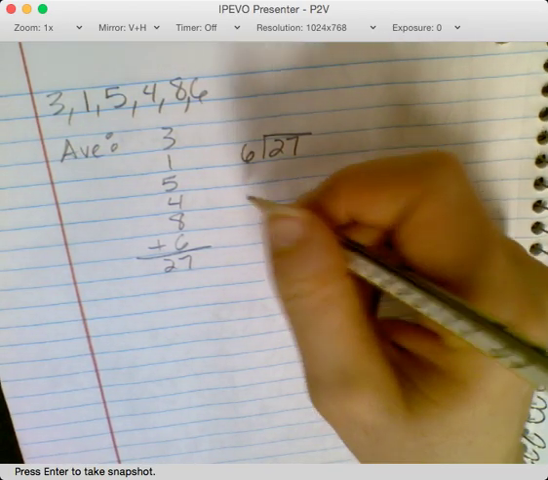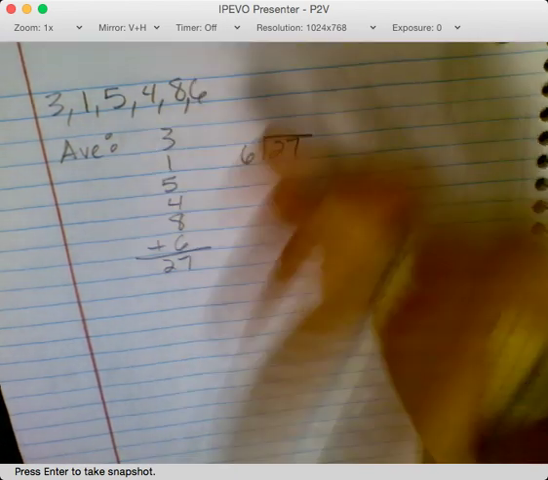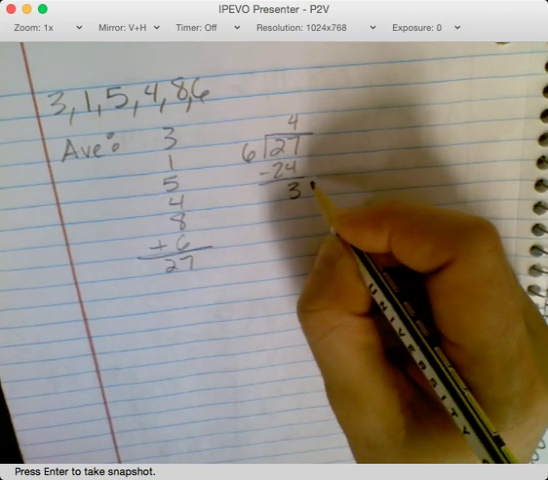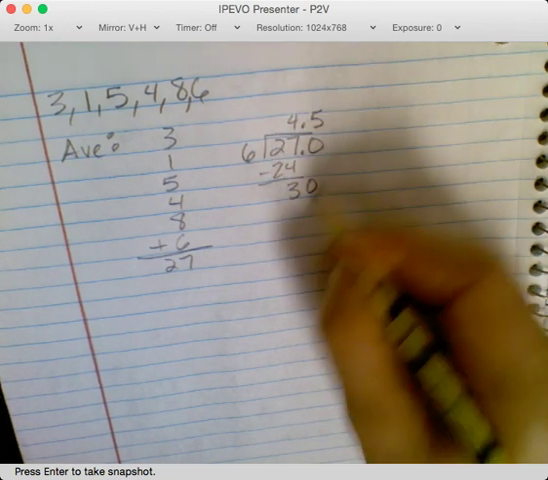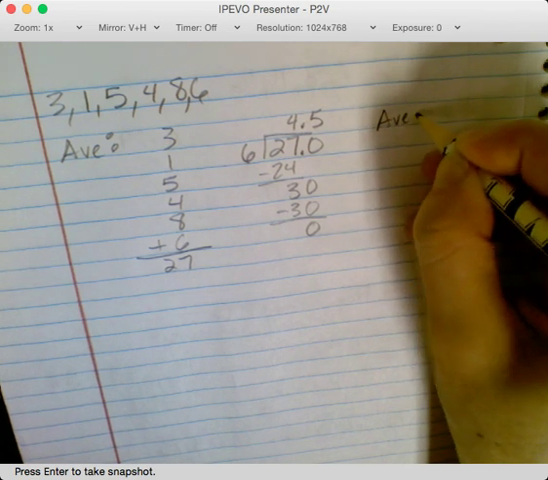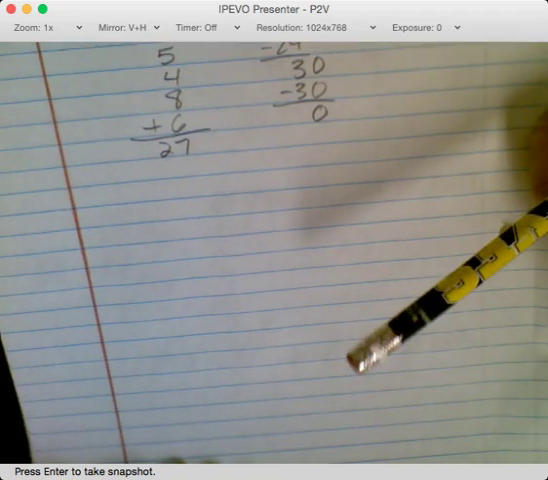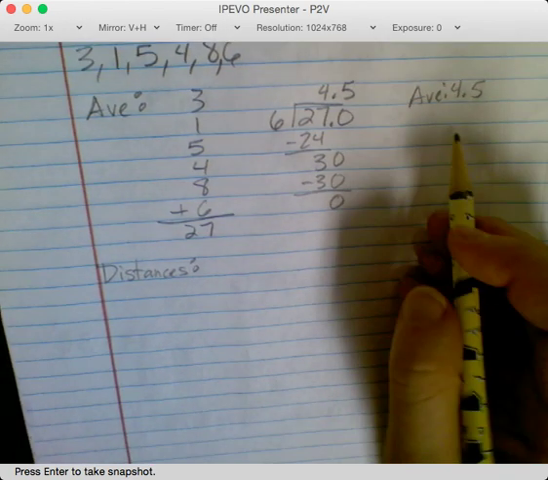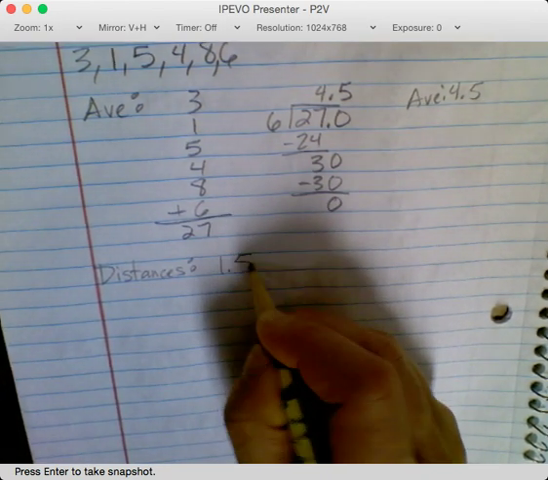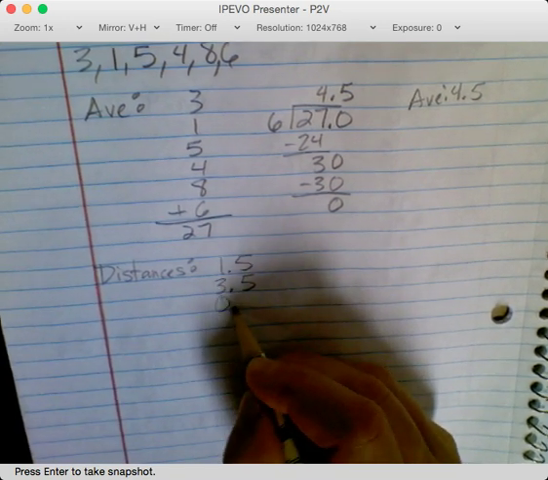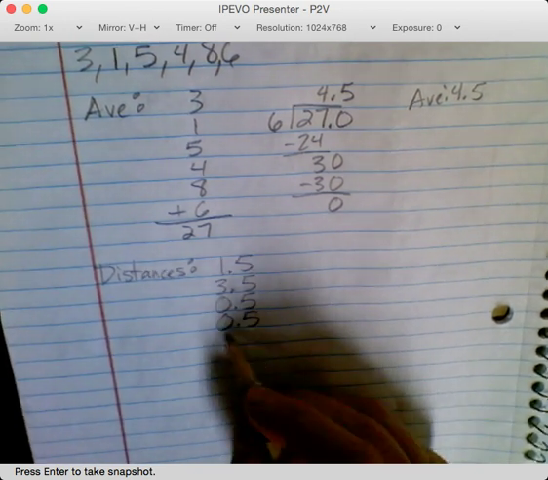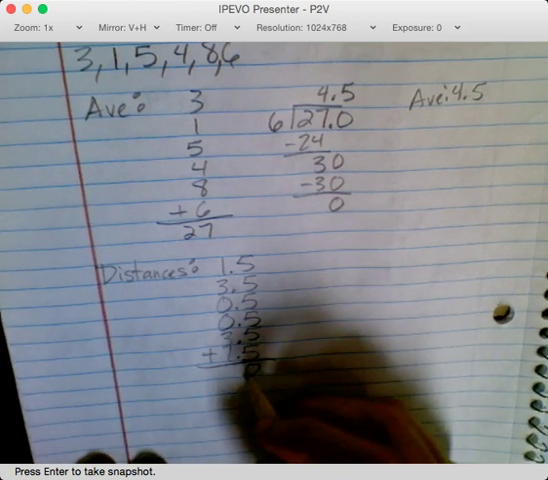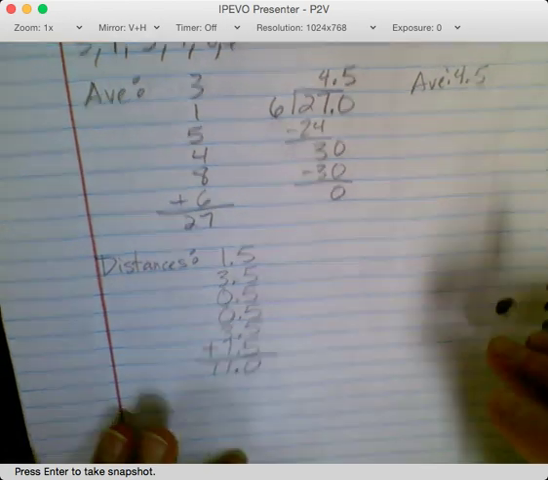Since I'm going to have to do some subtraction, I think it's easier to subtract decimals, so I'm going to change this to a decimal when I figure out my answers. So this is my average, which is 4.5. And then I find the distances all those numbers are from my average. So, let's see: 1.5, 3.5, 0.5, 0.5, 3.5, and 1.5. Add those up, and I get 11.0, and then I find the average of that.